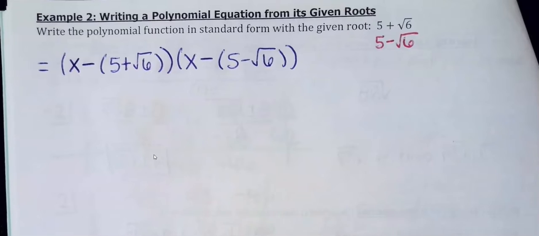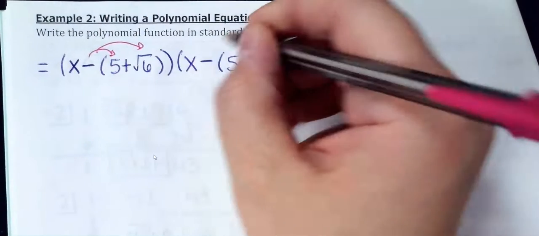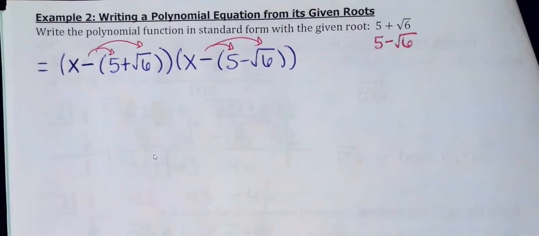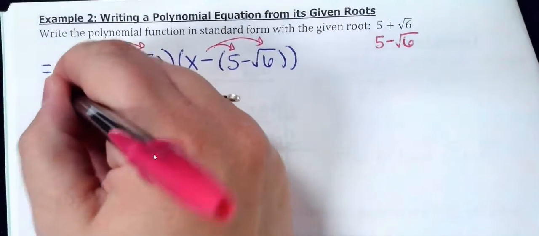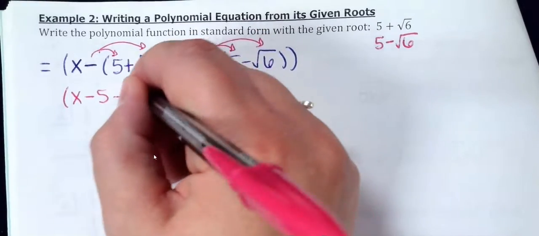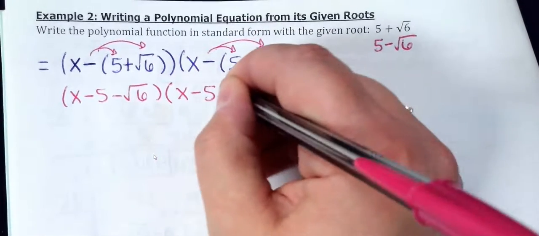But before you do that, get rid of this extra set of parentheses just real quick. Just distribute that subtraction symbol like a -1. And so I'm going to write x minus 5 minus root 6. And then the other one will also be x minus 5 again, but then it'll be plus root 6.